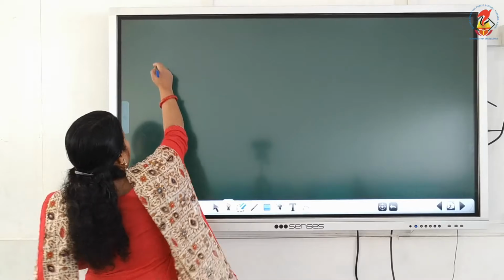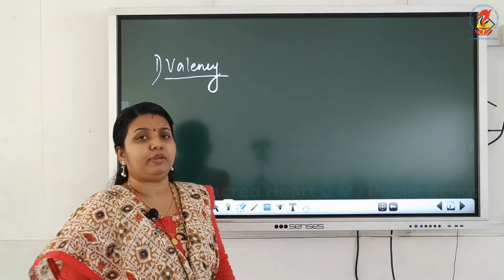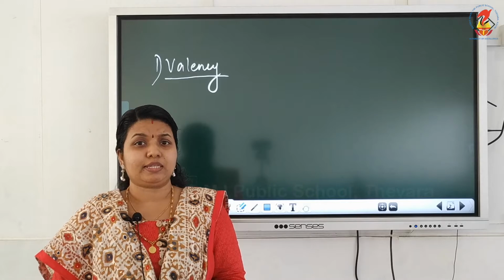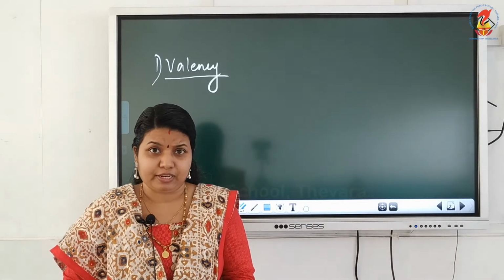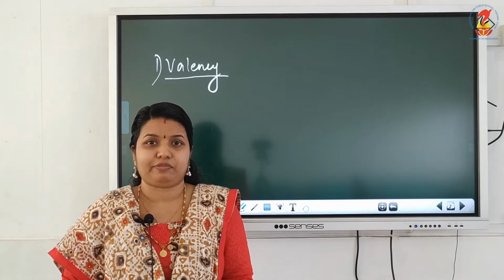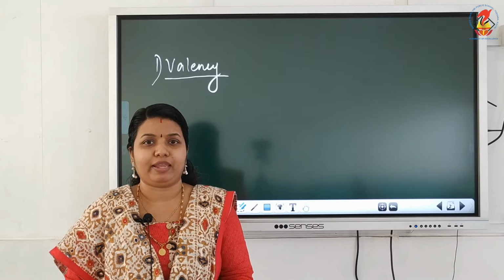The first property that we are going to discuss is valency. What do you mean by valency? Valency is the combining capacity of an atom of an element. That is the simplest definition of valency. It is the combining capacity of an atom of an element.